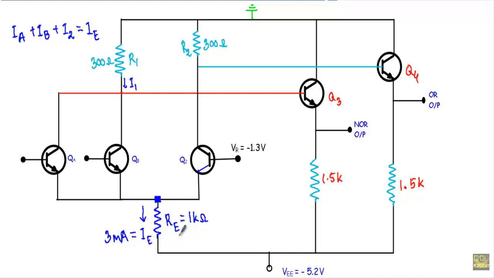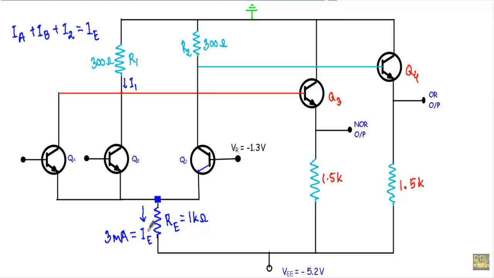With minus 5.2 volts supplied at this terminal, a fixed amount of current will flow through our resistor RE, which is 1 kilo ohm, and that current will be denoted as IE. The value of IE will be more or less constant, around 3 milliampere. Therefore, in some ECL circuits, you will see this RE is replaced by an independent current source.